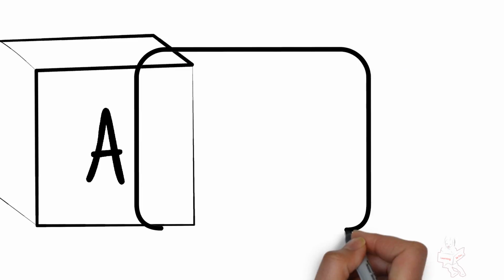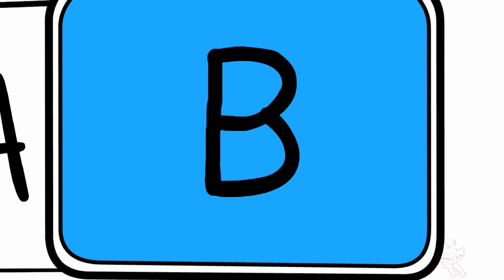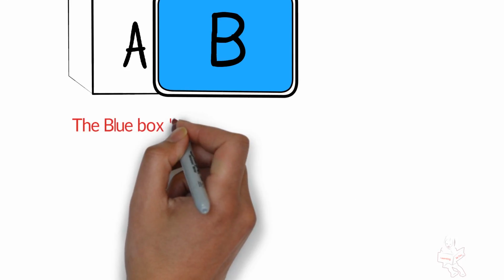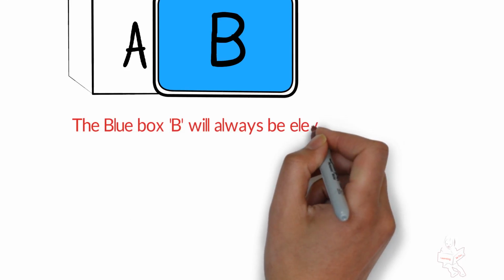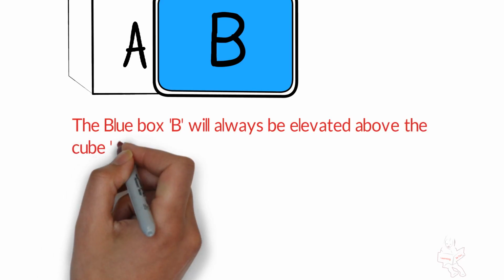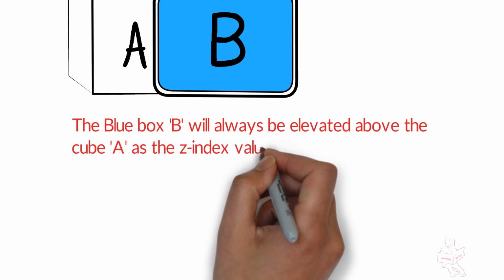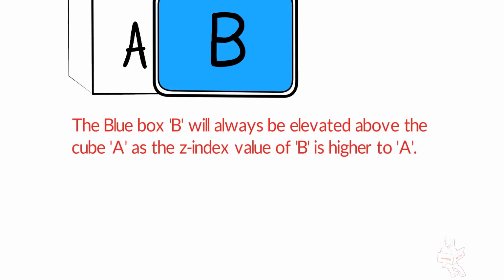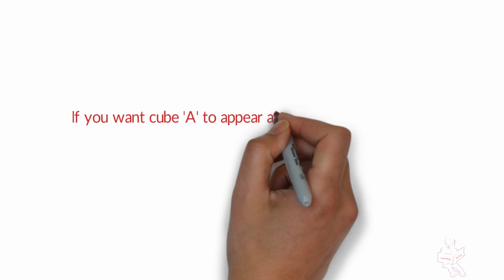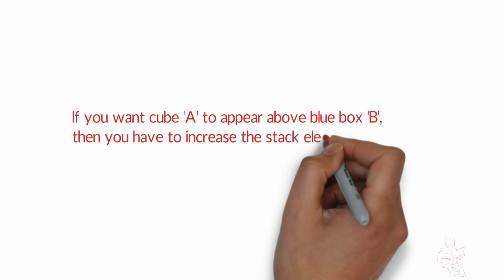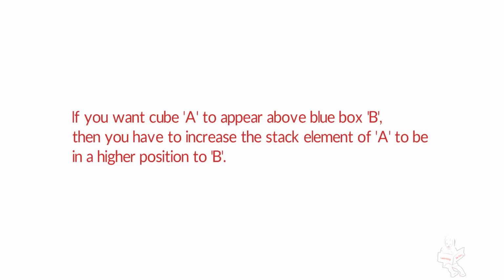So this is div A and this is another div B. Now this blue box B will always be elevated above the cube A as the z-index value of B is higher than A. If you want cube A to appear above blue box B, then you have to increase the stack value of A to be in a higher position than B.